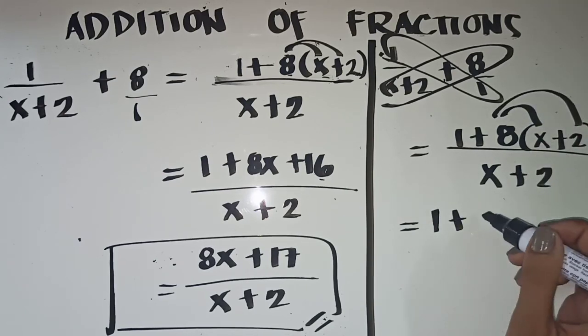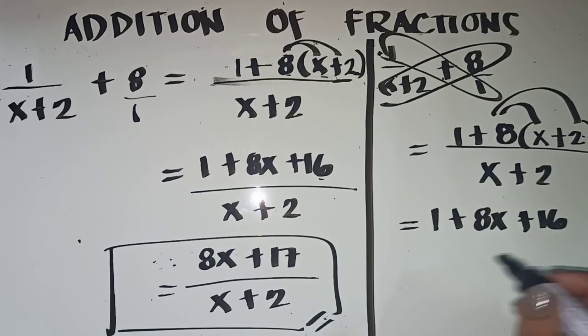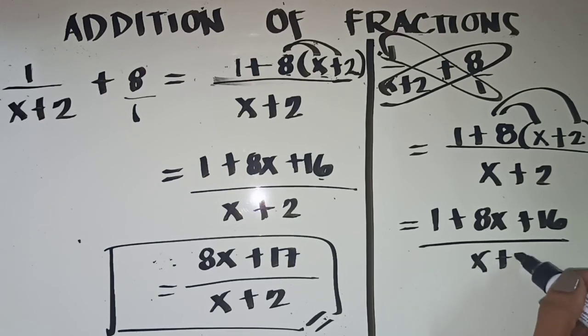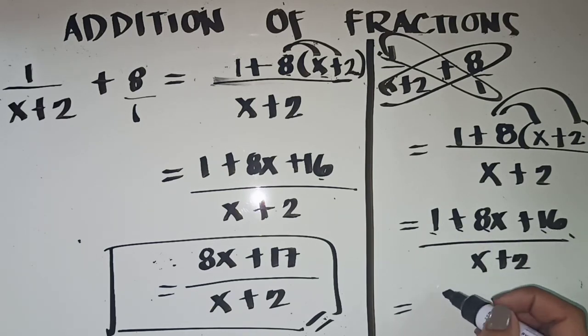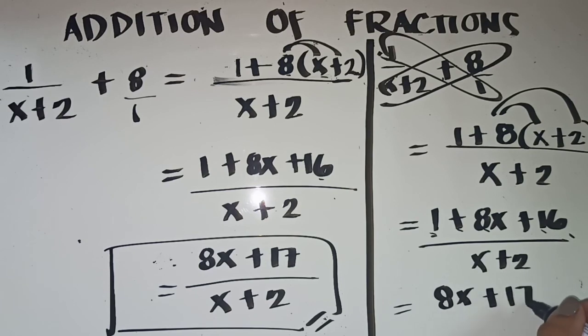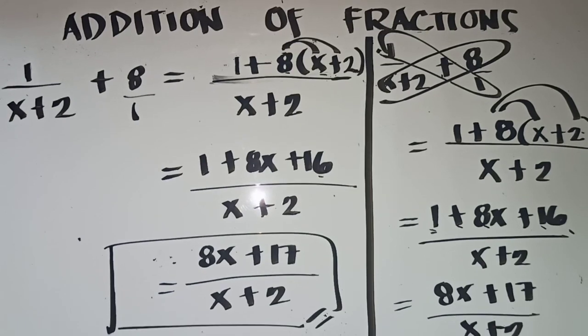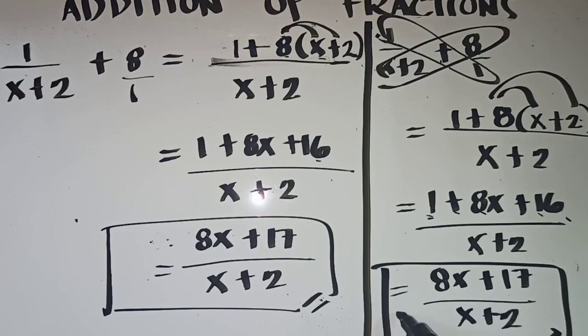So, 8 multiply by x is 8x. 8 multiplied by 2 is positive 16 over x plus 2. Okay, so that is 1 plus 8x plus 16. So, combining like terms, that is 8x. 1 plus 16 is positive 17 over x plus 2. So, again, magkatulad lang po ang sagot na nakuha ko. So, equal lang siya. Kahit ang gamitin ko is LCD o kaya kahit ang gamitin ko is yung butterfly method.